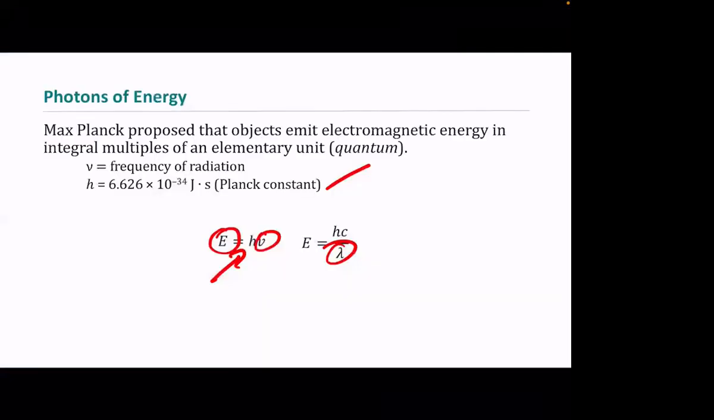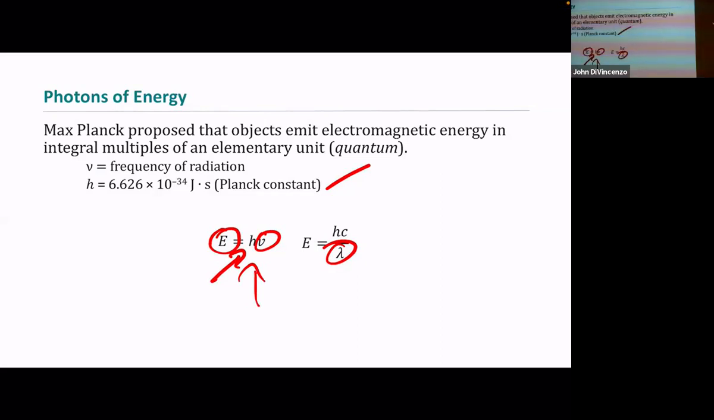Let me explain this right here. This is the energy of a single photon. That's what this equation tells you. The energy of a single photon. That's why the number will be really small. So that's a single photon of light with that particular frequency.